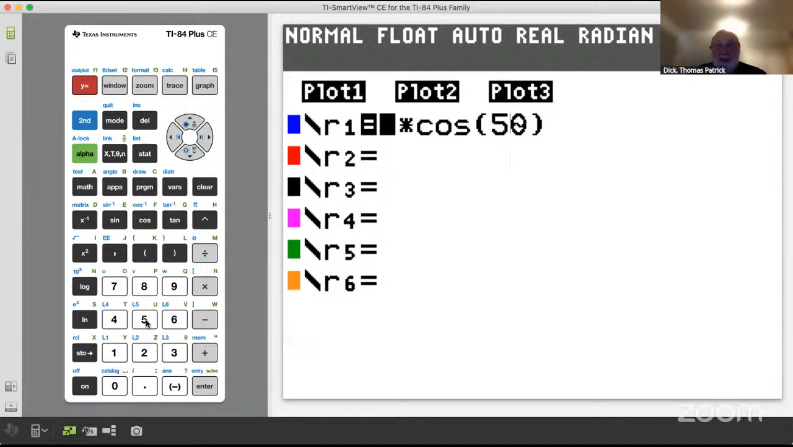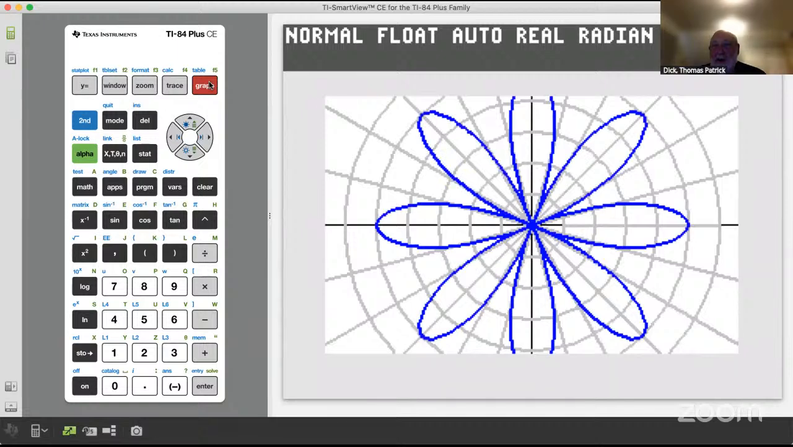So I went back to the R equals menu. I'll change that to a 5. Let's change the 5 to a 4. And graph. Holy Toledo. So that 4, it definitely affects the number of leaves, but maybe in a way that we didn't expect.